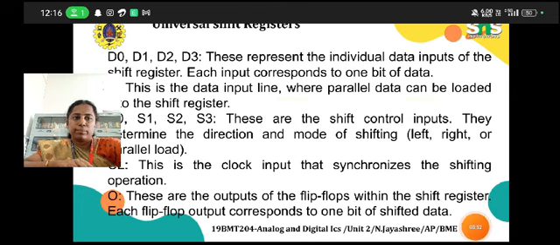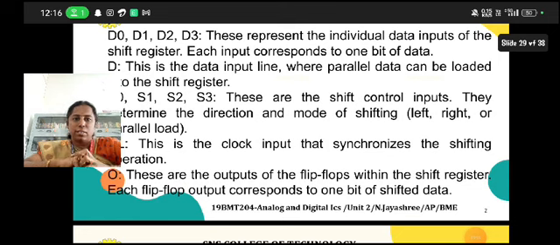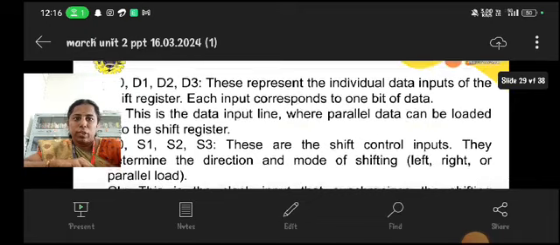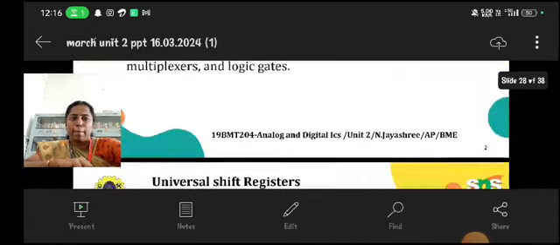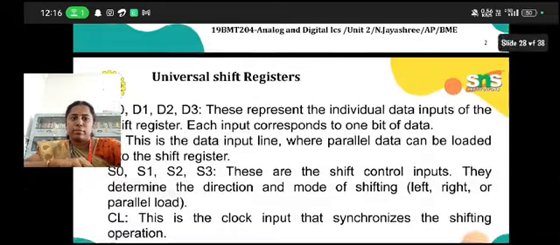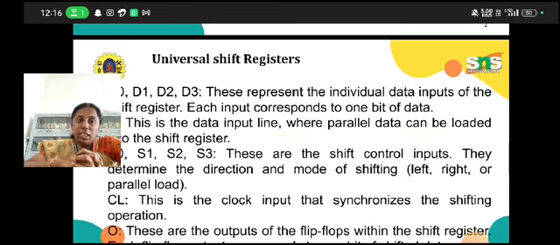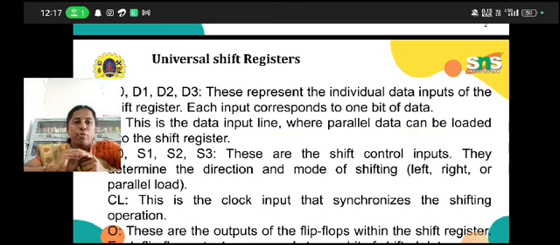Here we have D0, D1, D2, D3. These represent the individual data inputs of the shift register. Each input corresponds to one bit of the data. This is the data input line where parallel data can be loaded into the shift register.